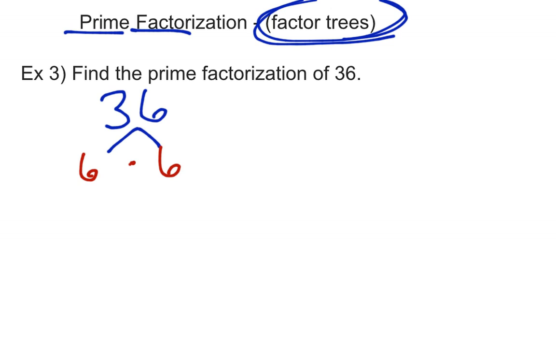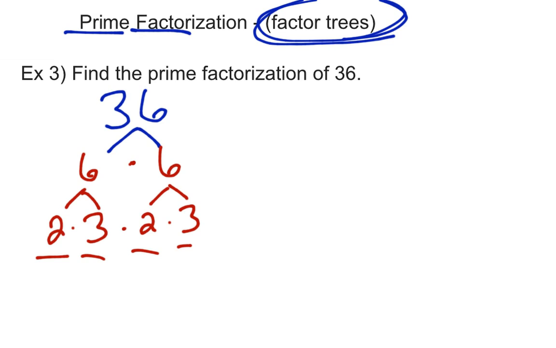Maybe you weren't thinking 6 and 6. You could also do 4 times 9. You could do 12 times 3. Okay, I'm choosing to do 6 times 6. Now, I want to keep factoring these things down all the way until they're prime numbers. Well, 6 is not a prime number, so I'm going to factor it down again into 2 times 3. Okay, and then this other 6, I can also factor that down into 2 times 3, because they both equal 6. And now the 2, the 3, the 2, and the 3 are all prime numbers, and that's our goal.